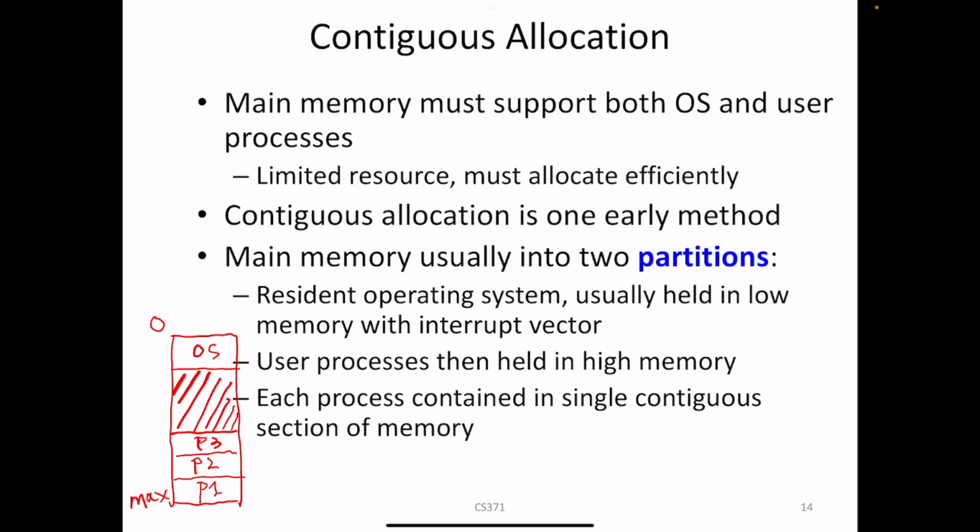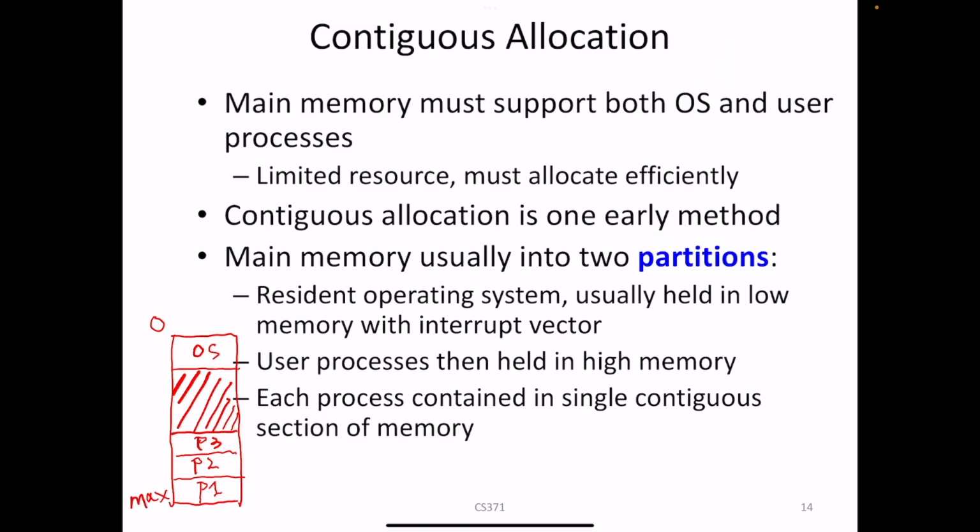We just divide the main memory into two partitions. The main memory is just like a one-column table. On the top is the lowest memory address, 0. The bottom is the highest memory address, max. The operating system and the interrupt vector will be put on the top of the main memory space, starting from address 0, and the user processes will be listed from the bottom. So each process is contained in a single contiguous memory space, just like I have drawn in the figure on the bottom of this slide.